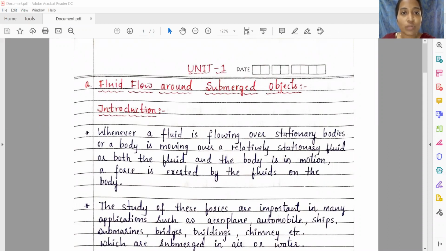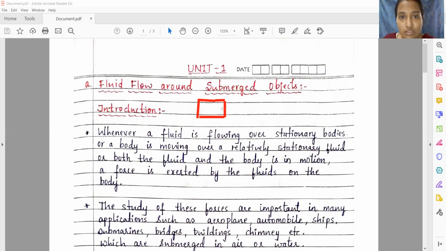So what is this fluid flow around submerged objects? Consider any body here. Consider this as the body of an aeroplane or a ship, anything. What they have given is fluid flow around a submerged object. Fluid is nothing but a liquid or a gas, whether the submergence is in a liquid or in air or gases.